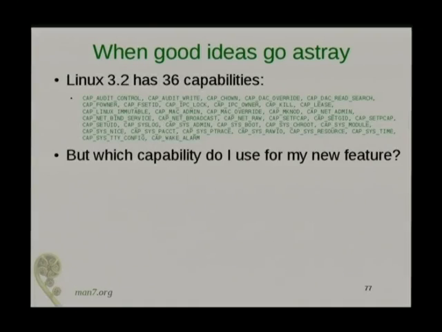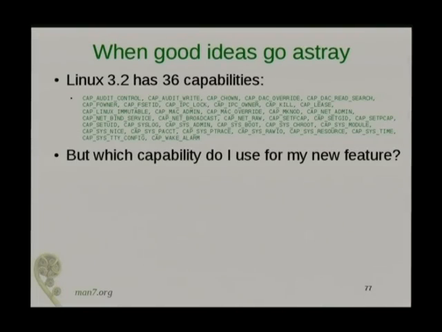This is slightly out of date now, of course, because we're up to 3.8. But Linux 3.2 had 36 capabilities. You might be able to read them up from up there. The point is just that there are 36 of them. And you're a kernel developer that comes along and you say, well, I've got a new system call. It should be one that is only executable by a privileged user. Gee, which capability do I use? Or do I add a new one? There are 36 of them in the list there.